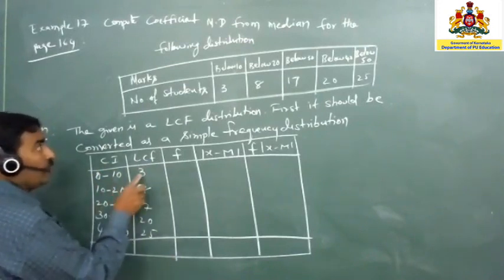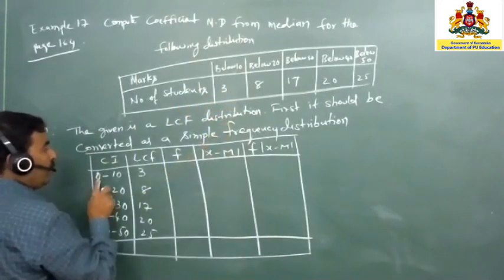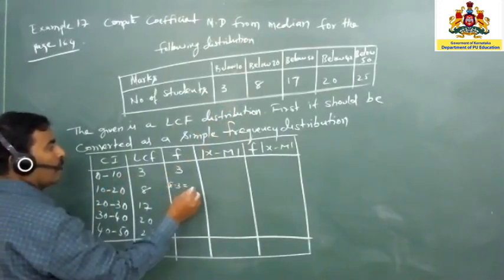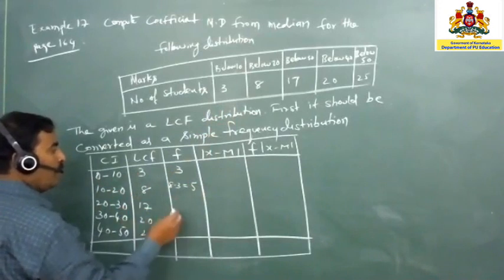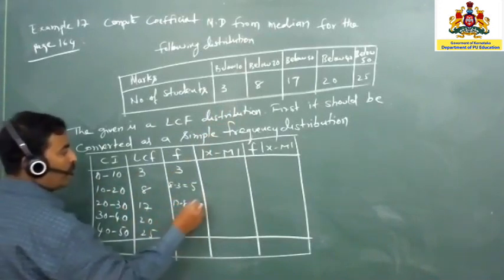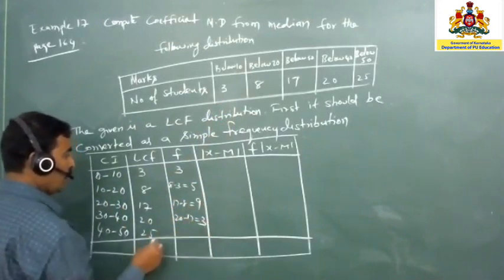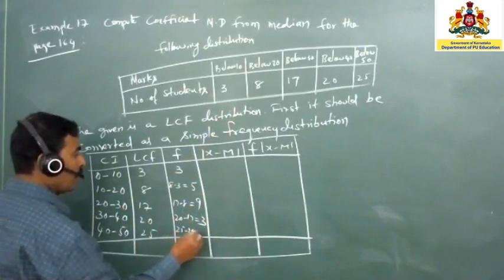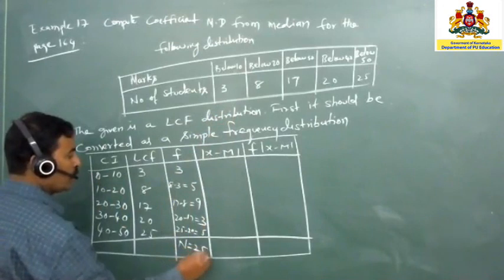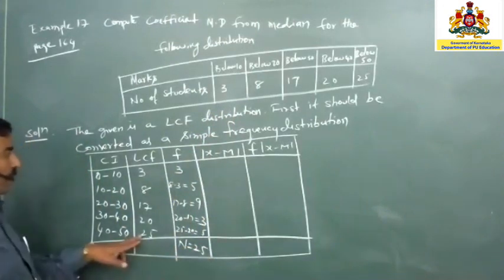Below 10 is 3. Below 20 is 8. Between 0 and 10 is 3 only. Then 8 minus 3 equals 5. 17 minus 8 is equal to 9. 20 minus 17 is 3. 25 minus 20 is 5. The total again is 25. It should be equal to 25. N is 25. The last LCF should be equal to N.